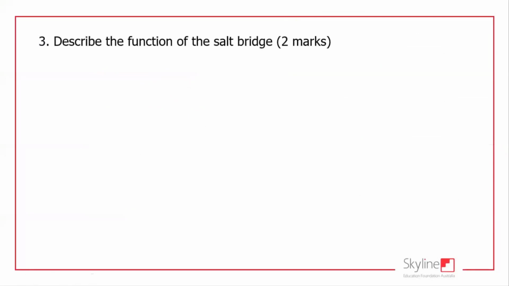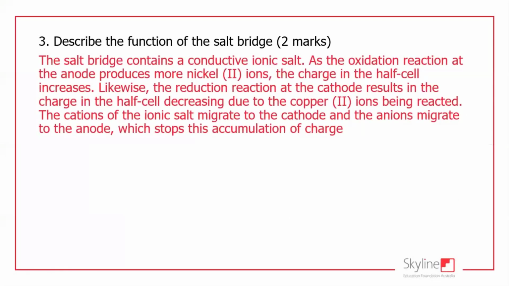Part C was described as function of the salt bridge. So again, just going over what we talked about earlier, the salt bridge contains a conductive ionic salt. As the oxidation reaction in the anode produces more nickel 2 ions, the charge in the half cell increases. Likewise, the reduction reaction at the cathode results in the charge of the half cell decreasing due to the copper 2 ions being reacted or being removed. The cations of the ionic salt migrate to the cathode, and the anions migrate to the anode, which stops the accumulation of charge. That's essentially all you need to mention.